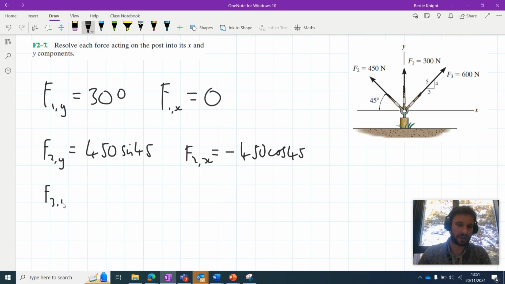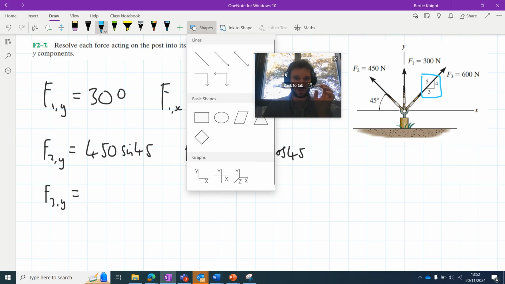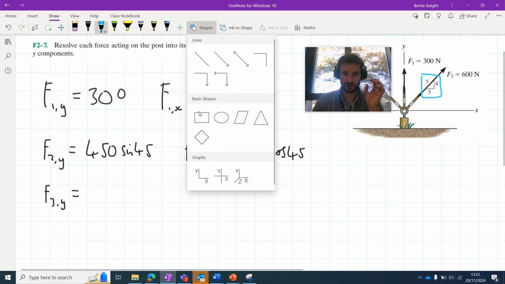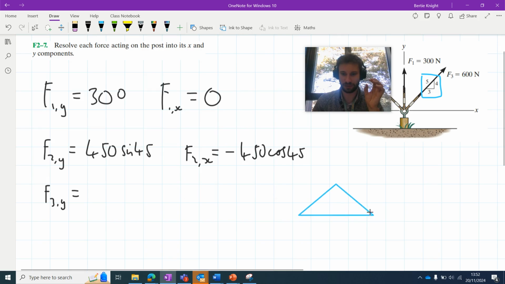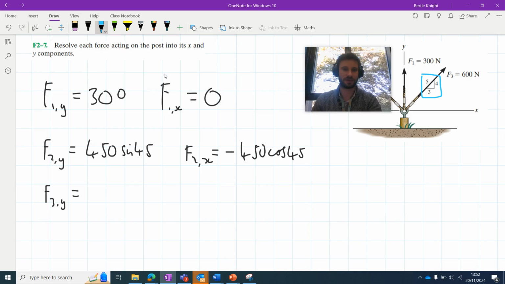we can say F3y. Here we have this 3, 4, 5 triangle idea. If you're unfamiliar with this concept, the relevance of this 3, 4, 5 triangle isn't necessarily the numbers 3, 4, 5. It is the proportion that these numbers have to each other, right? So let's just draw a right angled triangle. Oh, they don't give me a right angled triangle. That's a bit annoying. Okay, 3, 4, 5 triangle. So this triangle could be 3, 4, 5 as it is here.